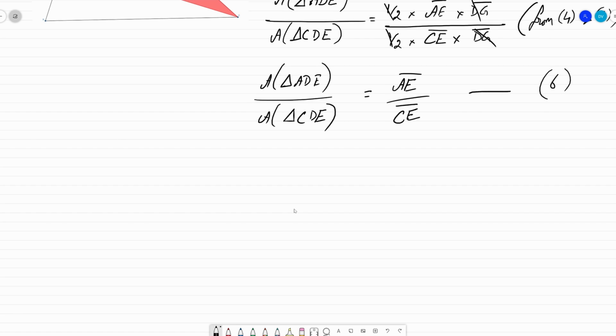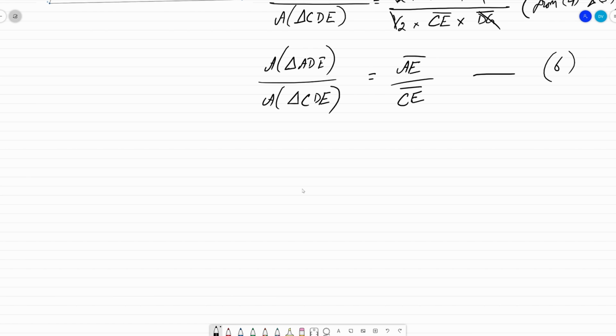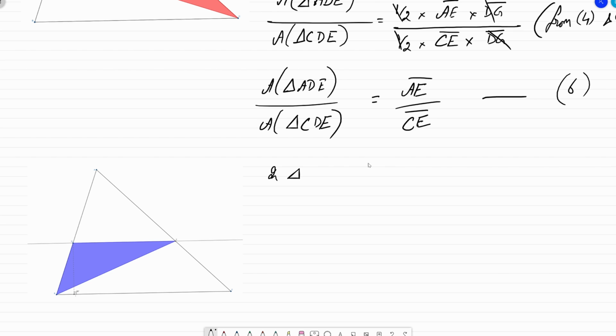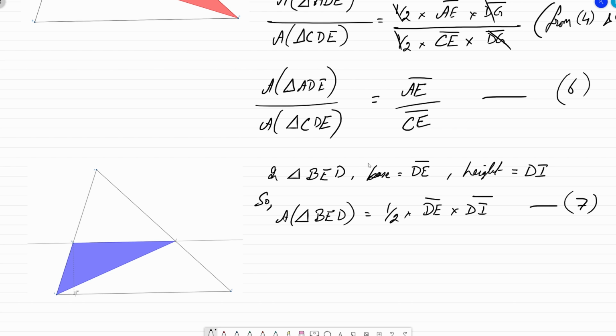The next step is I'm going to take another two set of triangles. The first triangle I'm going to consider is BED. Here segment DE is parallel to segment BC. This is important. So here is the height for this triangle, in triangle BED. So area of triangle BED.